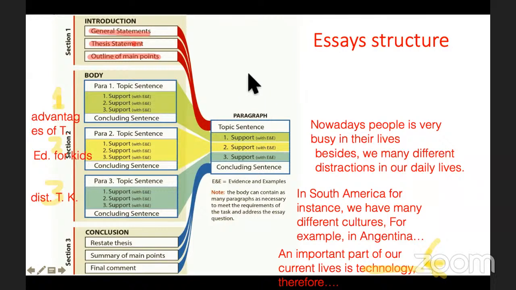now remember that sometimes you can say, firstly, nowadays, people are very busy, besides, secondly, or on the other hand, in South America, and I should try to mention that I'm closing my idea, and as an important part of our current lives is technology. I could go finally, that could close or be used as a concluding sentence. Finally, an important part.